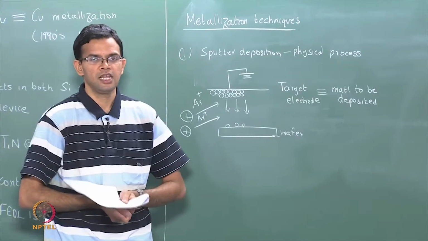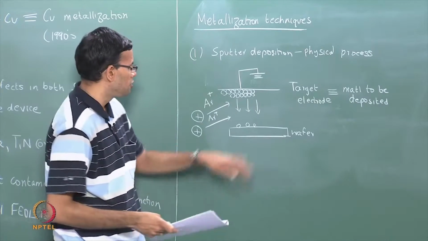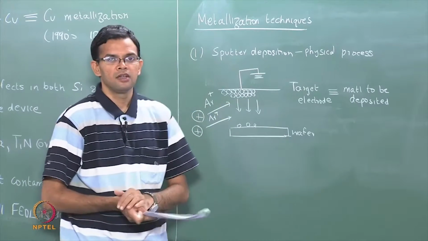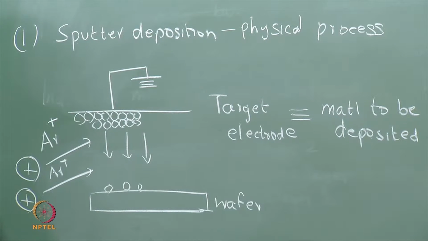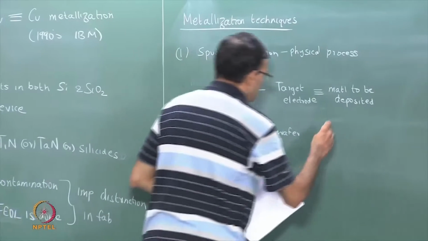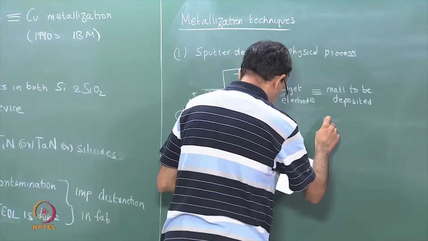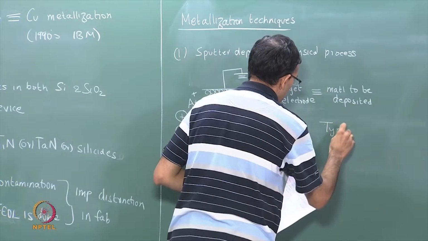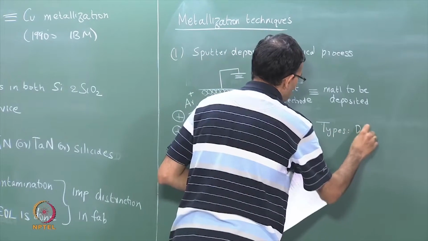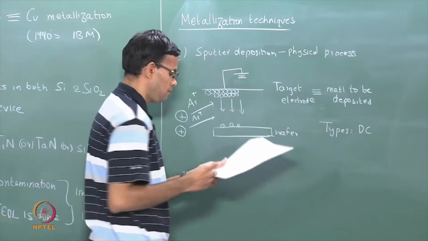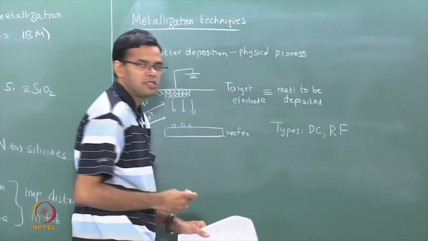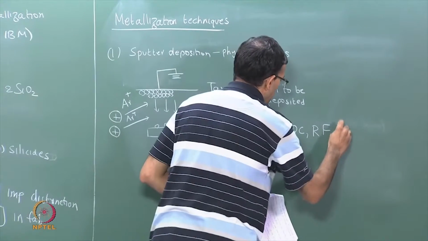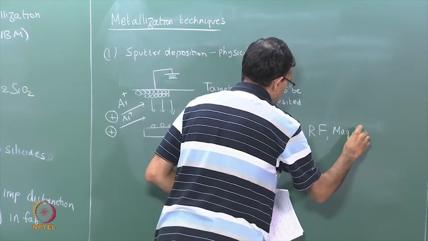So, this is essentially a line of sight process, so that the wafer sees the atoms that are knocked out from the target using the argon ions. There are different techniques in the case of sputtering. So, sputtering techniques or types. One process is your DC sputtering. You also have something called RF or radio frequency sputtering. Last one is called magnetron sputtering.